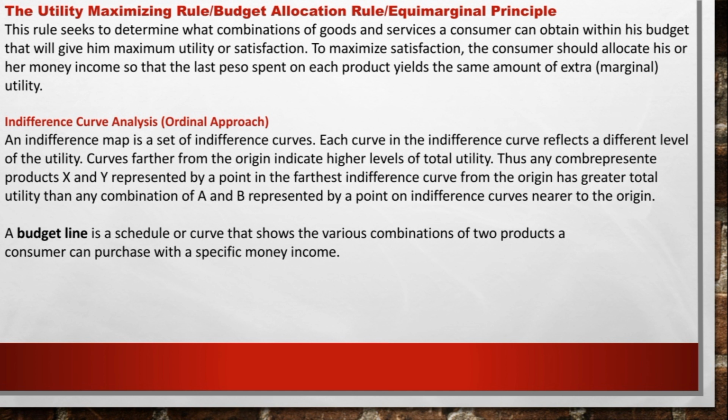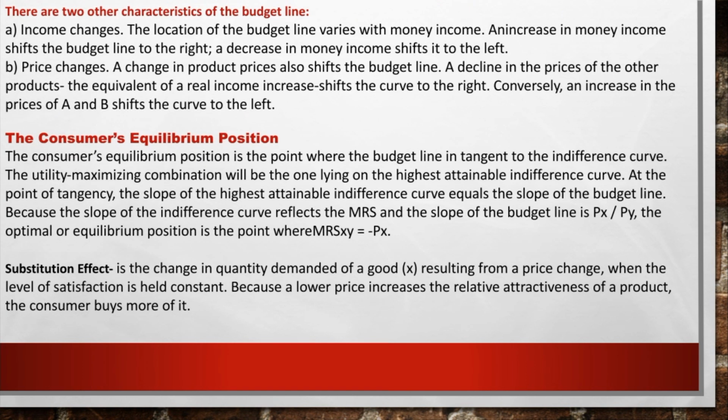A budget line is a schedule or a curve that shows the various combinations of two products a consumer can purchase with a specific money income. There are two other characteristics of the budget line. We have A, income changes. The location of the budget line varies with money income. An increase in money income shifts the budget line to the right. A decrease in money income shifts it to the left.